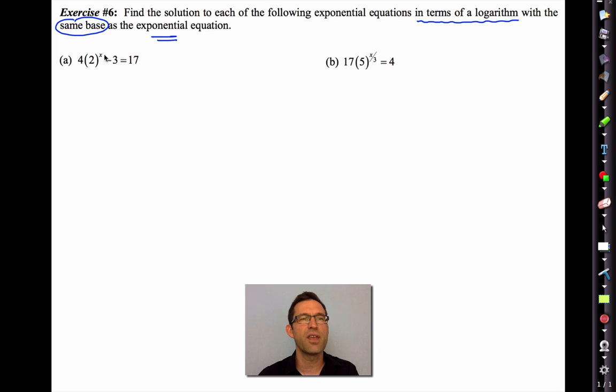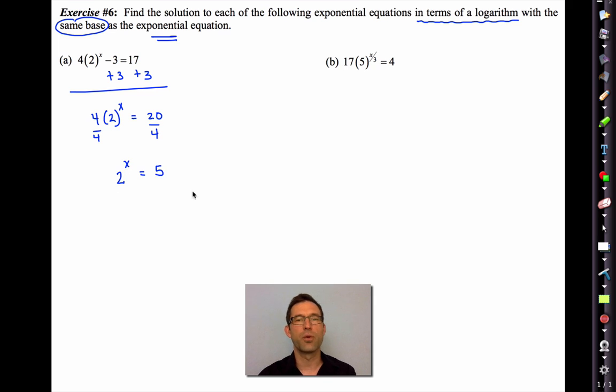We've got 2 raised to the x, then we're multiplying it by 4, then we're subtracting 3, and we're getting 17. So the last thing I did was subtract 3, so the first thing I'm going to do is add 3. So I'm going to get 4 times 2 to the x is equal to 20. Then I've got to get rid of that multiplication by 4. That's easy enough, I'll just divide by 4, and I'll get 2 to the x equals 5.